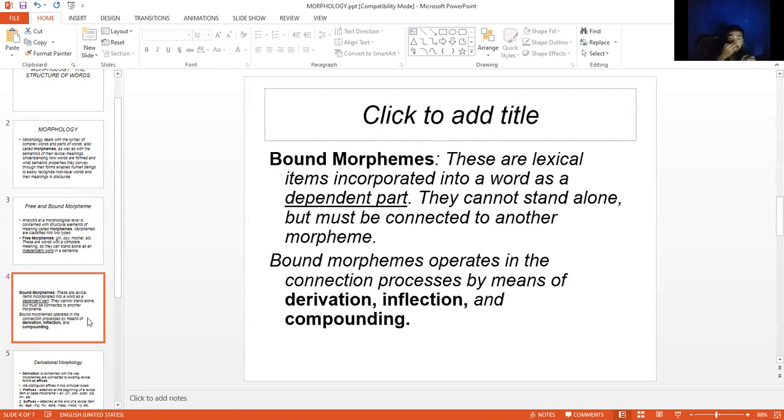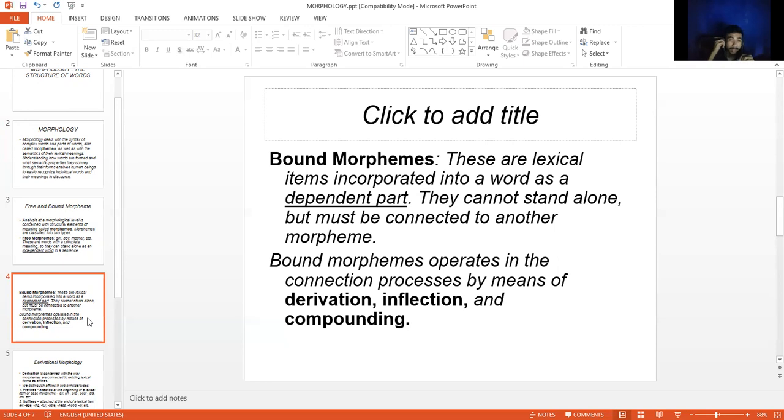So the second one is bound morphemes. These are lexical items incorporated into a word as a dependent part. Jadi dependent, jadi nggak bisa berdiri sendiri. They cannot stand alone, but must be connected to another morpheme kayak gitu. Bound morphemes operate in the connection processes by means of derivation, inflection, and compounding kayak gitu. Jadi kata-kata bound morphemes ini biasanya ya ada pada derivasi, infleksi, dan compounding tersebut gitu.